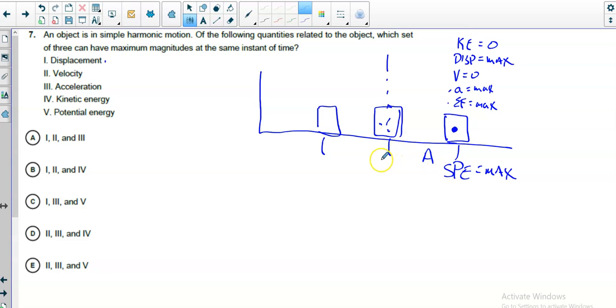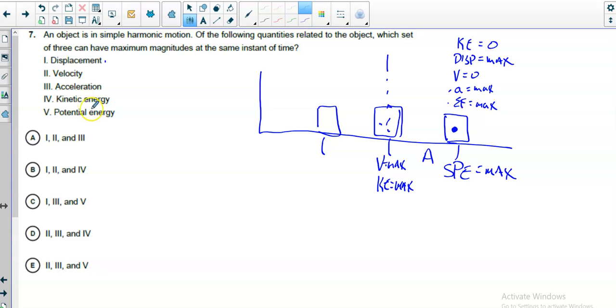In here, you have velocity as a maximum, kinetic energy as a maximum. Everything else is at its minimum, is at 0. Acceleration 0, net force is 0, displacement 0, potential energy 0.